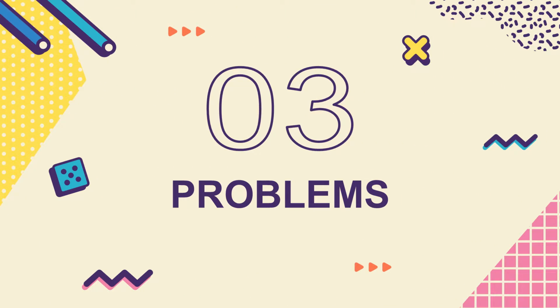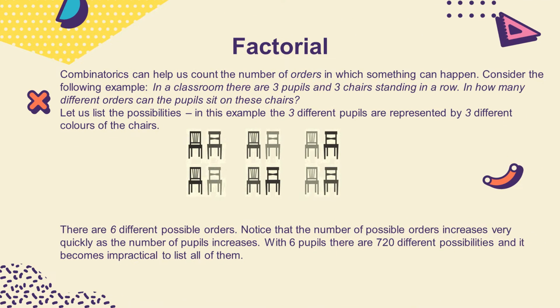Okay, so now I am going to discuss some problems related to combinatorics. Let us first discuss what a factorial is by going through a problem. The problem is: in a classroom there are three people and three chairs standing in a row. In how many different orders can the people sit on these chairs? As we can see, the different people are represented by three different colors of chairs as shown in the figure. So we can see that there are six different possible orders.